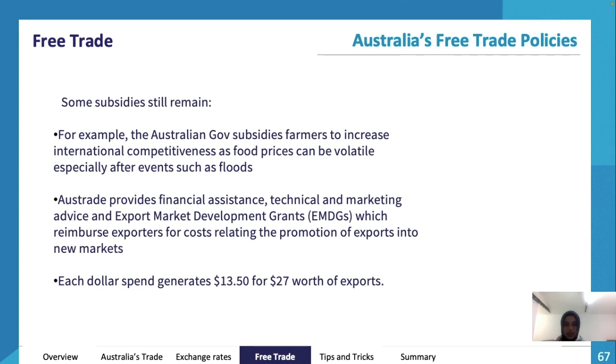So, for example, Austrade provides financial assistance, technical and marketing advice, and EMDGs, which are essentially grants which reimburse exporters for costs relating to promotion of exports into new markets. So that's an example of subsidies that are provided to local businesses to help them get out there and be internationally competitive. So it's not like Australia has completely gotten rid of protection in the economy. Each dollar spent generates about $13.50 for $27 worth of exports.